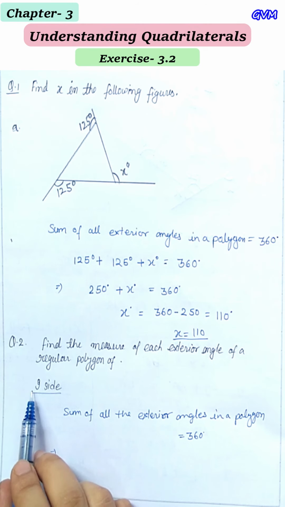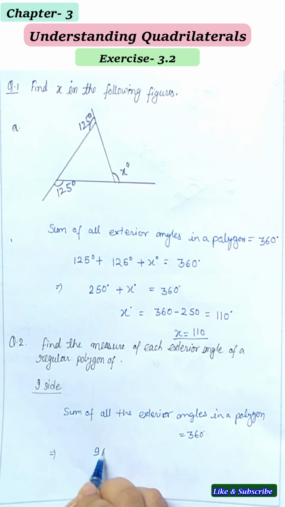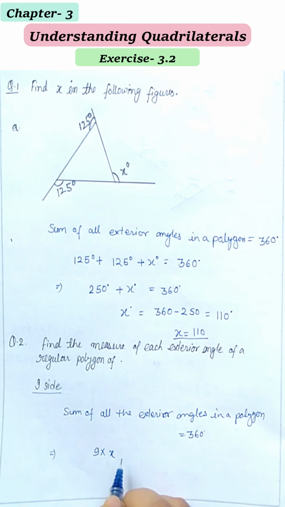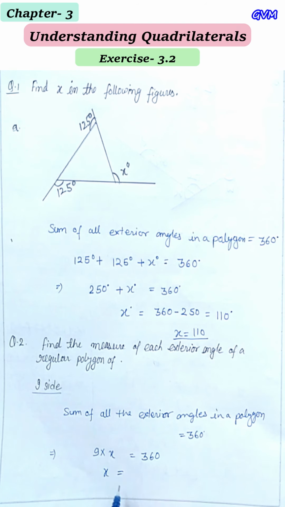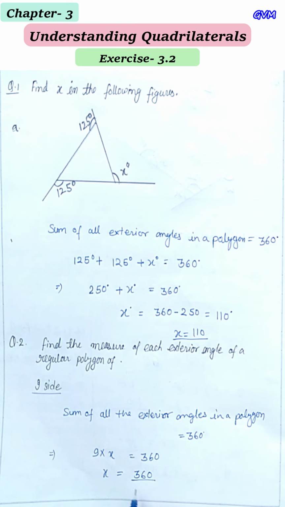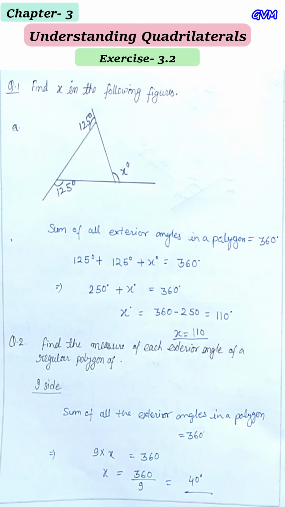So if the polygon has 9 sides, that means it will form 9 angles. Okay, so 9 into each angle, let's suppose the angle is x, is equal to 360. That means x is equal to, let's transpose this 9 from here to here with 360 and it will come as a denominator. So by dividing we have the answer 40. That means each angle will be measured as 40 degree. Okay, similarly you can do the same procedure for the second part of this question.